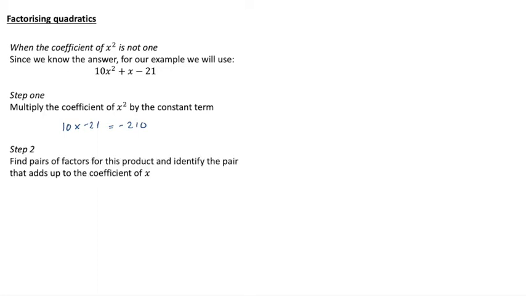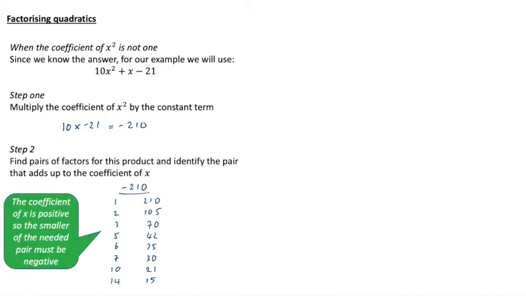The next step is similar to the step we had to do when we didn't have a coefficient of x squared not equal to 1. So we need to find pairs of factors for this product in this case, and then we have to identify the pair that adds up to the coefficient of x, which is 1 in this situation. So there's our minus 210 split into pairs, 1 times 210, 2 times 105, and so on. And because the coefficient of x is positive, that tells us that when we add the pair up, it's got to be the smaller number that is negative.